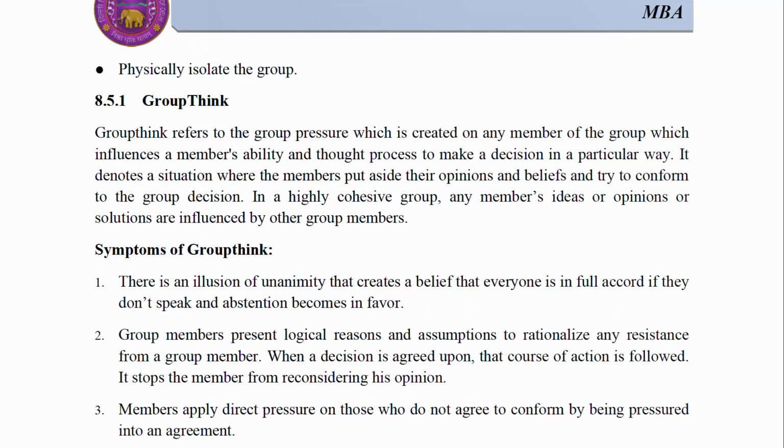8.5.1 Groupthink. Groupthink refers to the group pressure which is created on any member of the group which influences a member's ability and thought process to make a decision in a particular way. It denotes a situation where the members put aside their opinions and beliefs and try to conform to the group decision. In a highly cohesive group, any member's ideas or opinions or solutions are influenced by other group members.